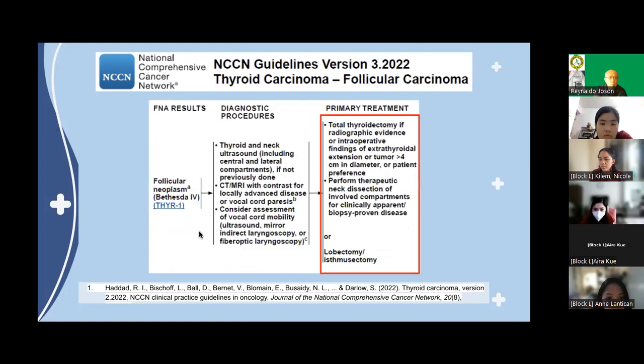And the other consideration will be a follicular neoplasm. For this po, if the patient presented with a Bethesda 4 po, ang primary treatment po will be thyroidectomy or lobectomy. So for this po, total thyroidectomy and lobectomy po yung choices namin. Next slide po.